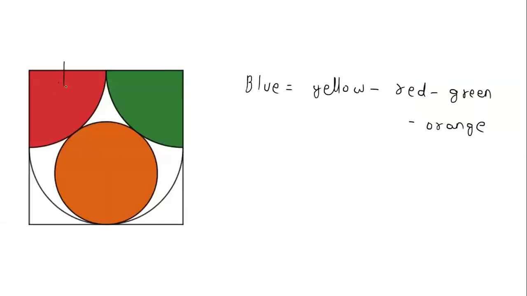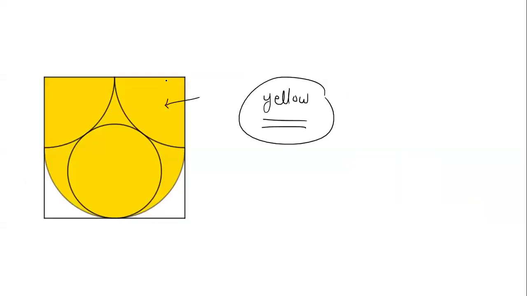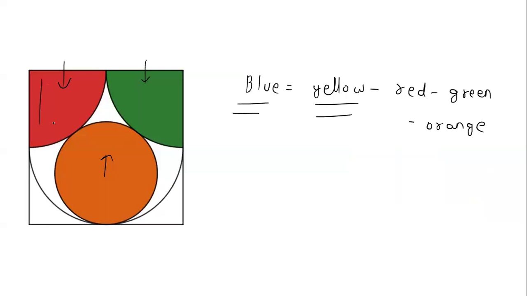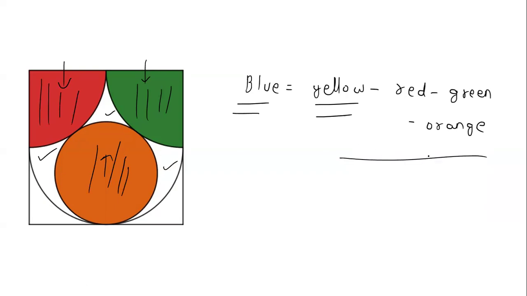And let's consider this is our red area, this is our green area, and this is our orange area. So you can write the blue area as this whole yellow area, which includes all these yellow parts. If you subtract this red part, this green part, and this orange part, then you can easily see this is our blue region. So this is the strategy: blue area equals yellow area minus red area minus green area minus orange area.